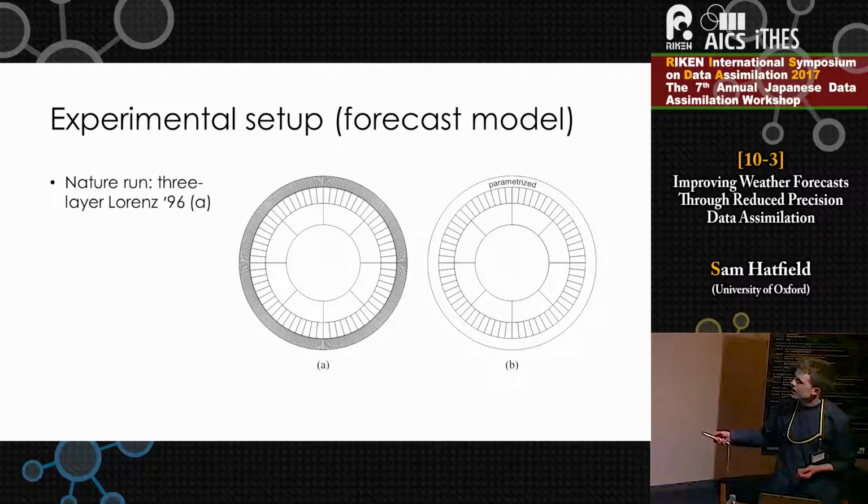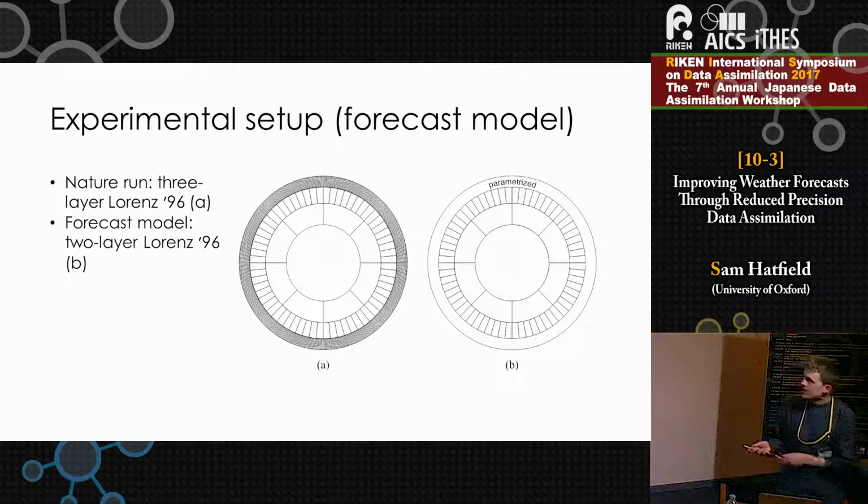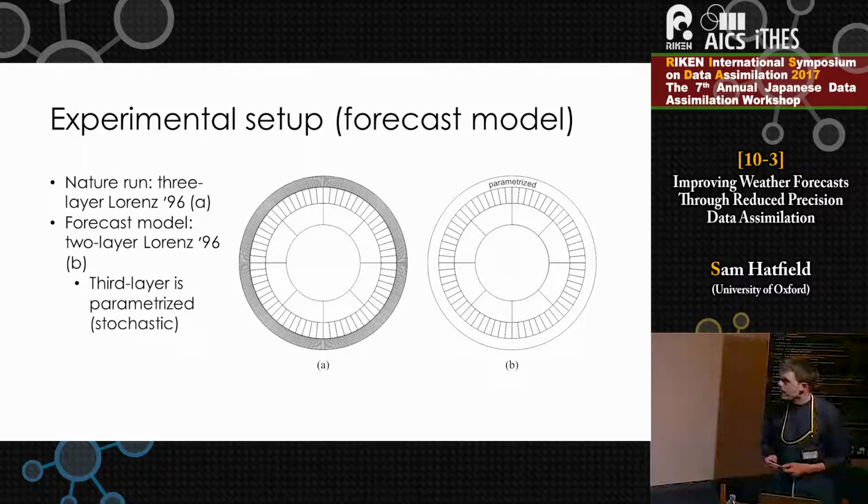The first is kind of like synoptic scale motion. The second is like mesoscale, and the third is kind of like convective scale motion. Observations of this model are assimilated into a forecasting model, which is simplified. So it has a parameterized convective scale. And in fact, I use a stochastic scheme for that.